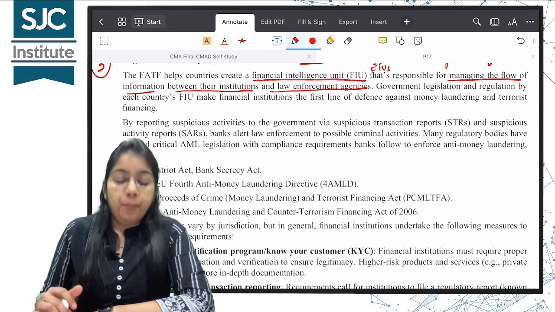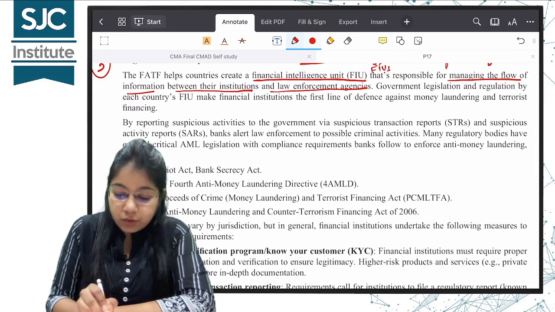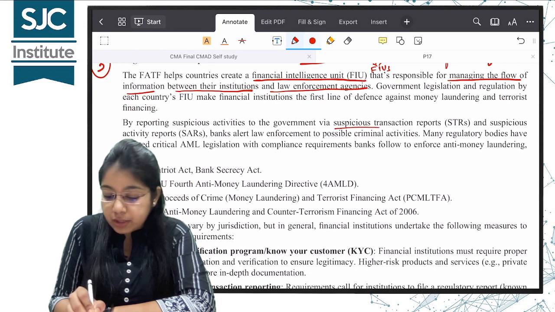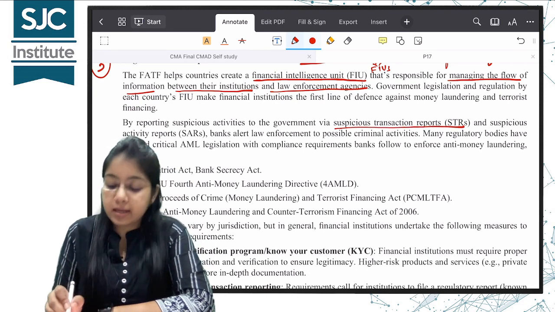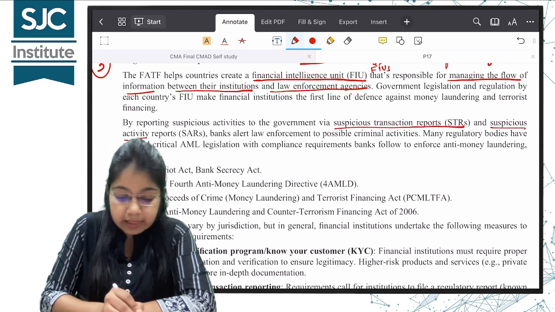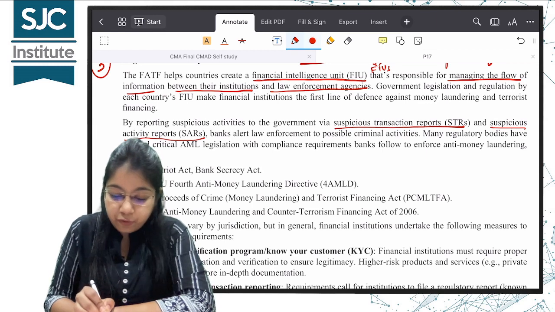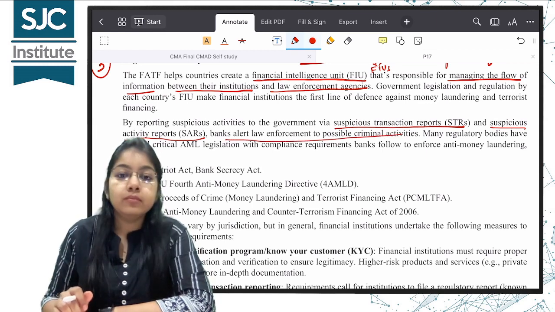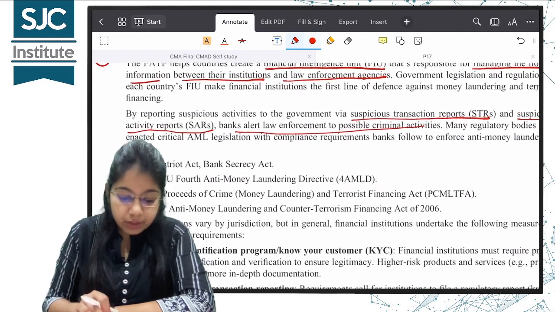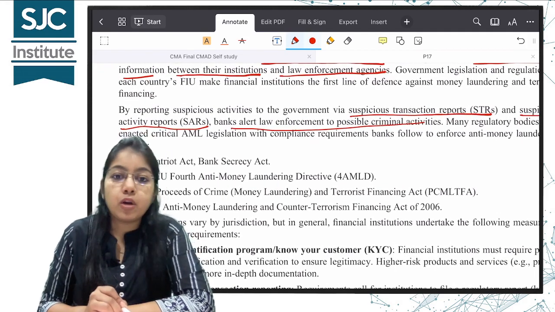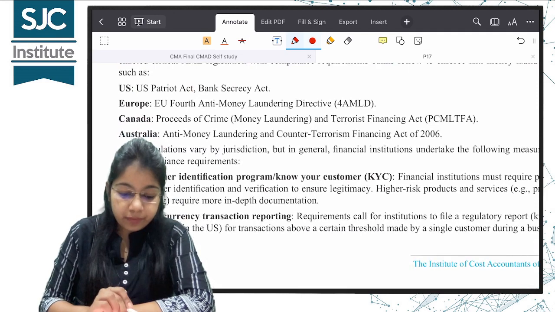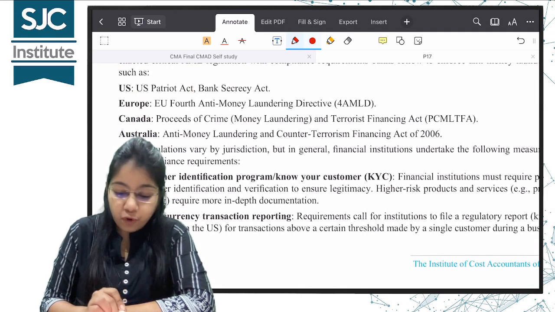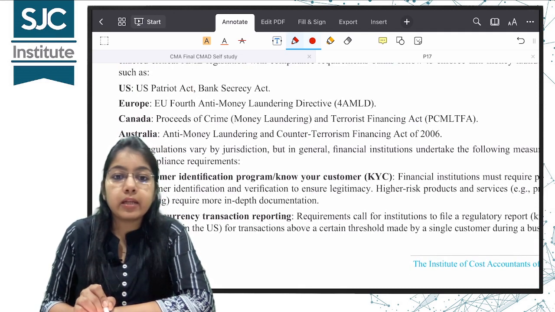By reporting suspicious activities to the government via suspicious transaction reports (STRs) and suspicious activity reports (SARs), banks alert law enforcement to possible criminal activities. Now certain laws and regulations: in the US they have the US Patriot Act and the Bank Secrecy Act. In Europe, the EU 4th Anti-Money Laundering Directive.